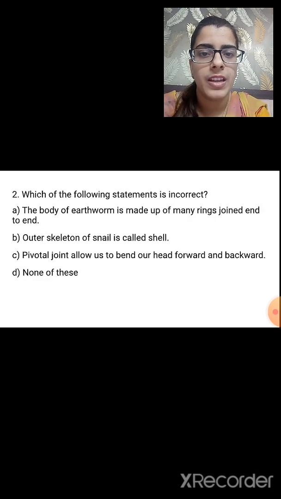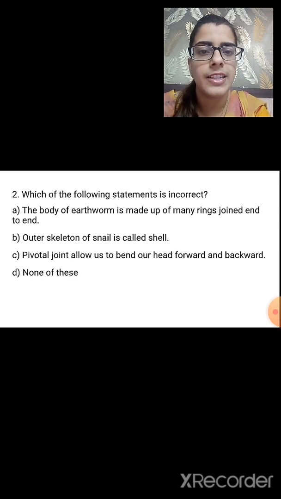Question number 2. Which of the following statements is incorrect? So, the 4 statements are given to you. You have to find which of the following statement is incorrect. First, the body of the earthworm is made up of many rings joined end to end. B, outer skeleton of a snail is called shell. C, pivotal joint allows us to bend our head forward and backward, and D, none of these. So, among these statements, you have to tell which of the statement is incorrect.